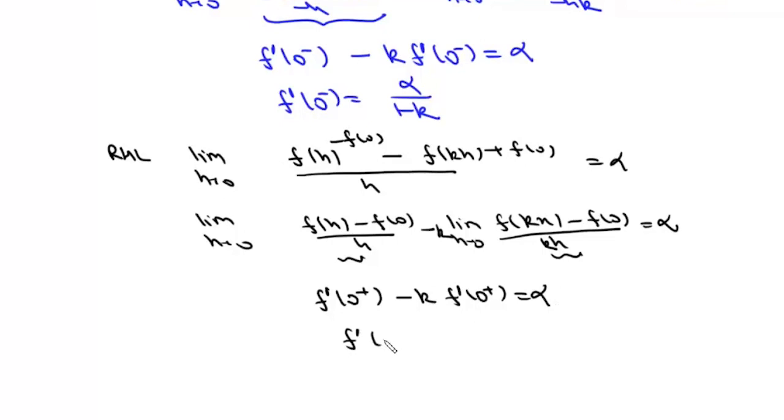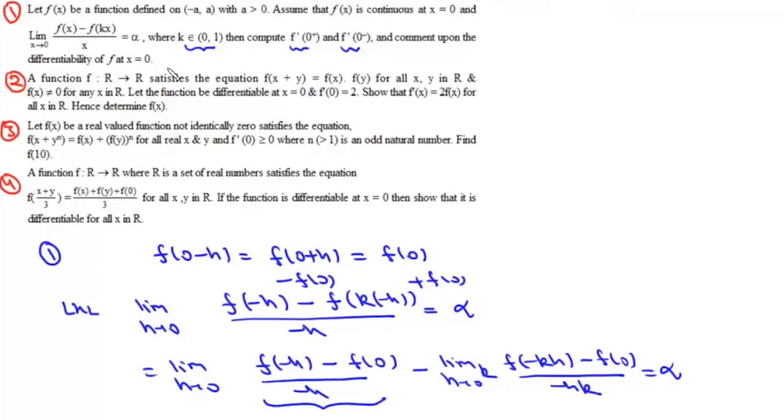So the value of f'(0) positive will be alpha upon 1 minus k, and since they are equal, f'(0) exists, and the value of f'(0) will be alpha upon 1 minus k. And therefore, this function is differentiable at x equals 0.